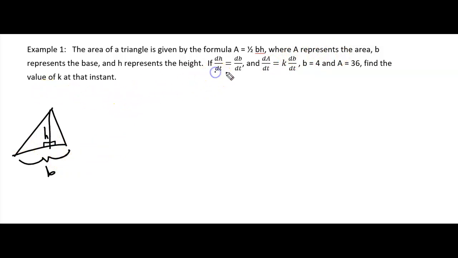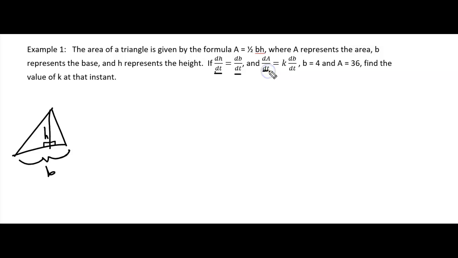Now what this means is that the rate of change of H with respect to time is the same thing as the rate of change of B with respect to time. Let's say that H, the height, is growing, so that the triangle is becoming taller. At the same time, the base is growing as well, just as fast as the height is. So they have the same rate of growth.